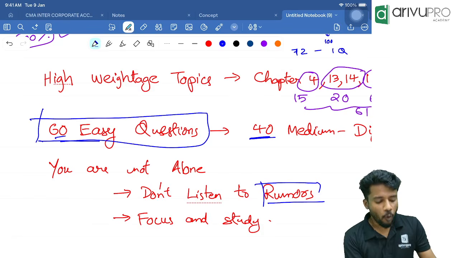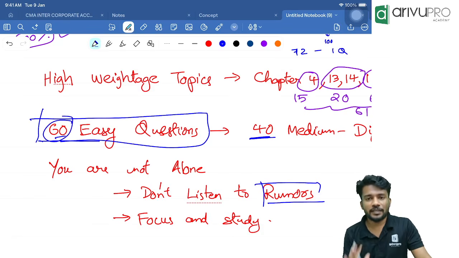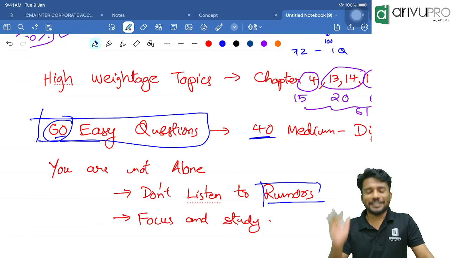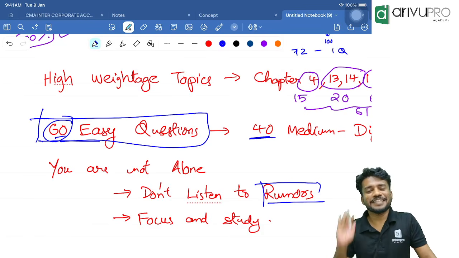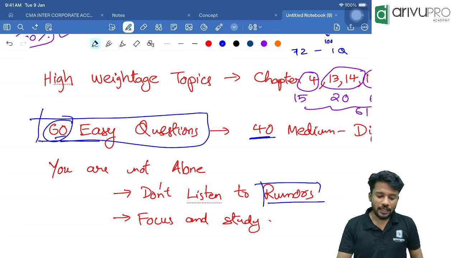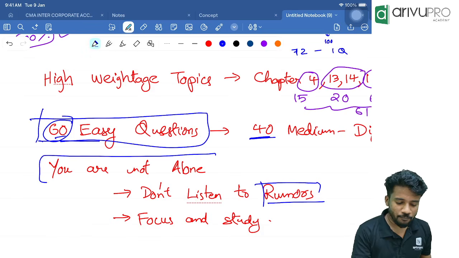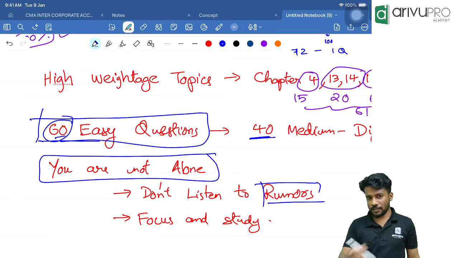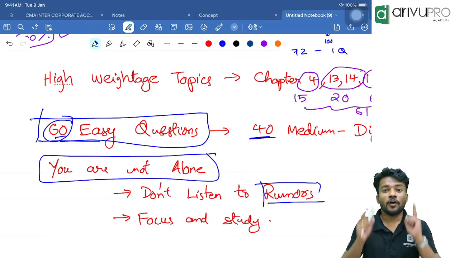Now people, always 60 easy questions will be there. Prepare the entire thing. You will get those 60 easy questions and you will easily pass the examination with very good marks. Now people, always remember, you are not alone in this journey of attending quantitative aptitude.